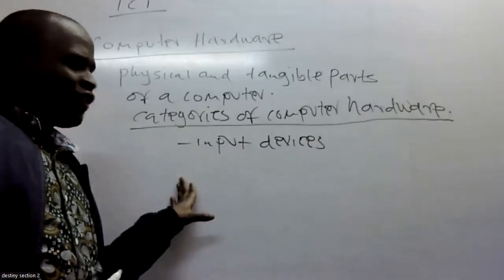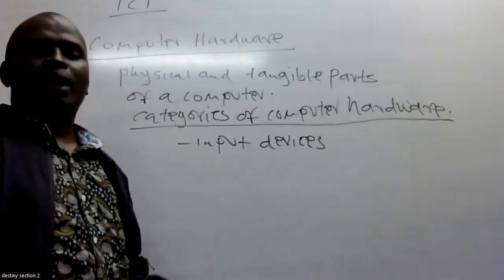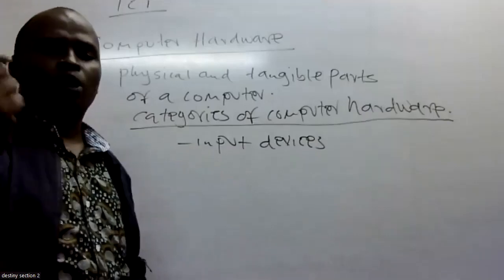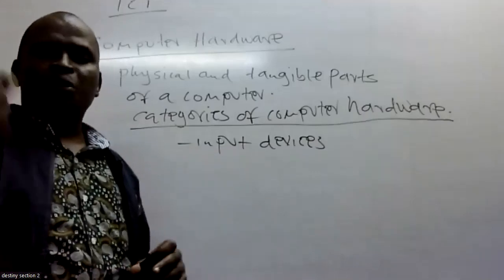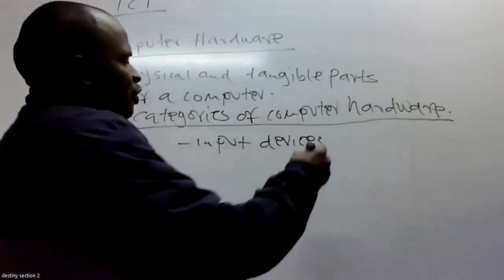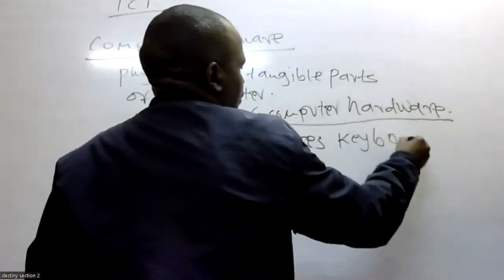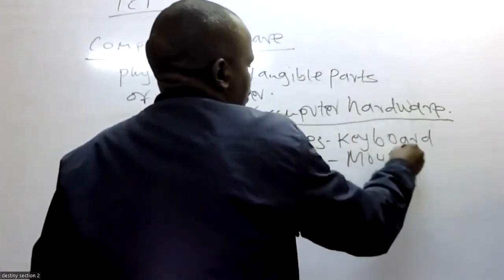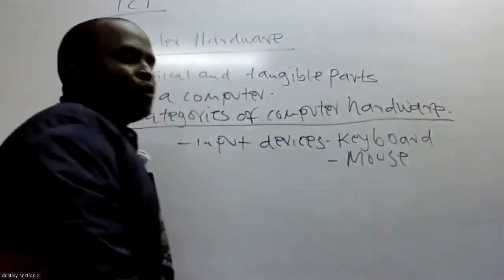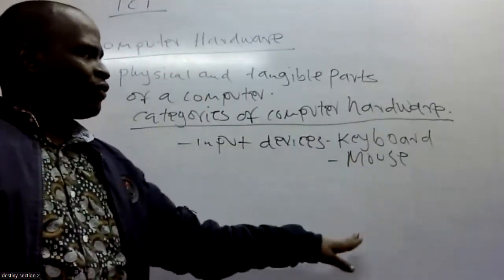Without input devices, it would be very difficult for us as human beings to communicate to our computers. We need to have input devices. These input devices include the keyboard and the mouse, and many others, but these are the main ones.